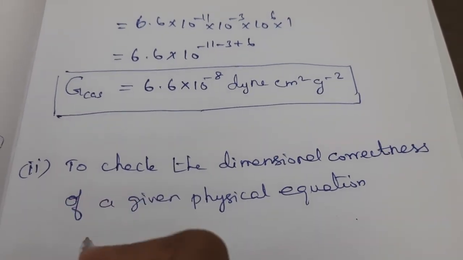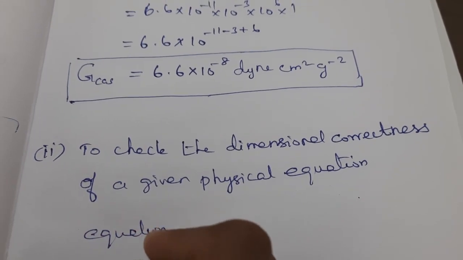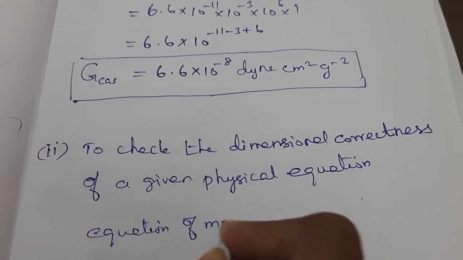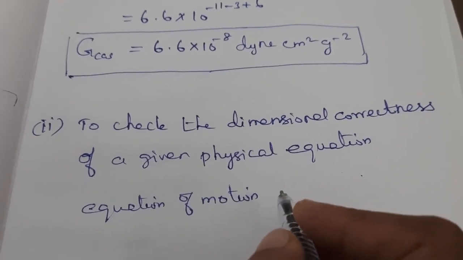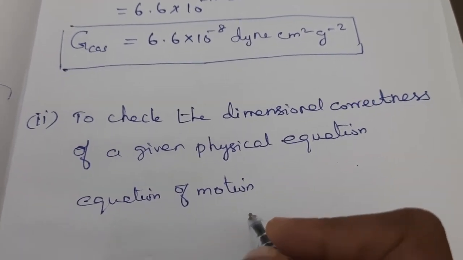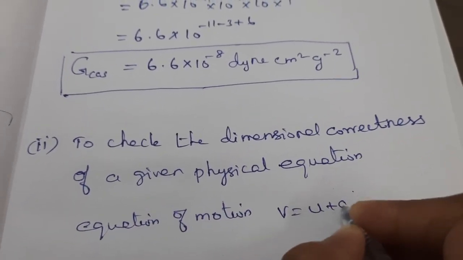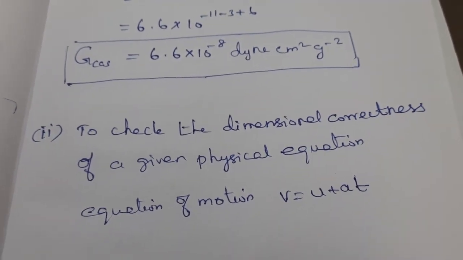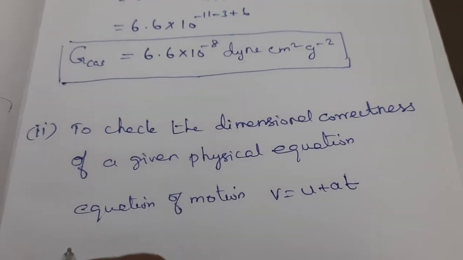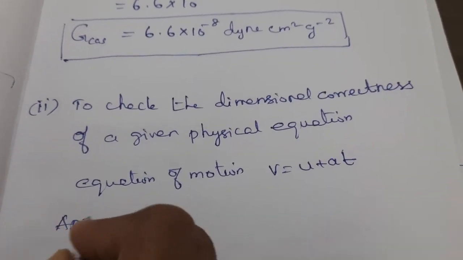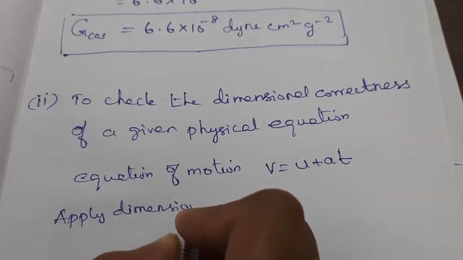Let us take the equation of motion. You have learned v equal to u plus at, s equal to ut plus half at square. In that first equation of motion we are considering v is equal to u plus at. Whether this equation is correct or not dimensionally, you have to apply the dimensional formula on both sides.